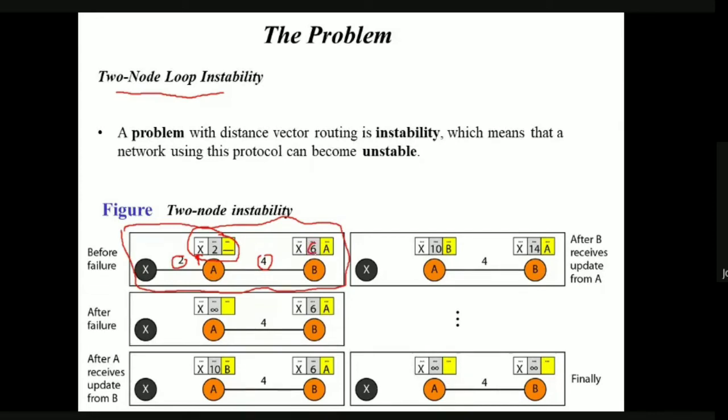Right? So what will be the next hop for B? The next hop for B, that is for B to reach X, it has to go through A. So this is the reason we have A here, right? So this is our normal thing.